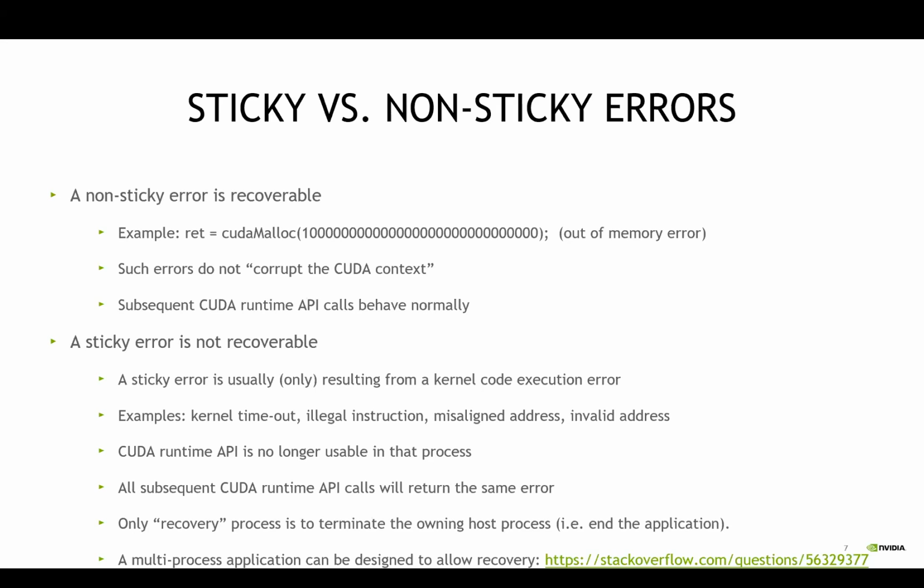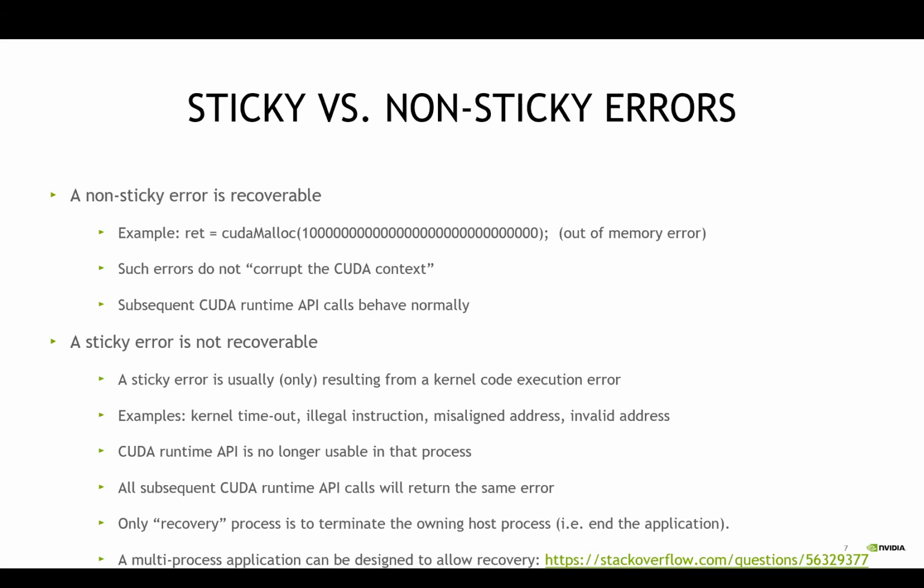Those types of errors that are all associated with kernel device code execution will cause what's referred to as a sticky error. They will corrupt the CUDA context, and the CUDA runtime API is no longer usable in that process. Okay, and if you attempt to use it anyway, you're going to get the same error. So every single API call after that point will return the same invalid address error, even though it has nothing to do with that CUDA runtime API call. Generally speaking, the only way that you can recover from a sticky error or a corrupted CUDA context is to terminate the owning host process. In other words, end the application.